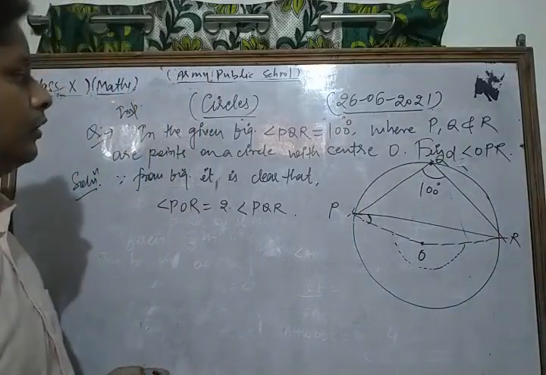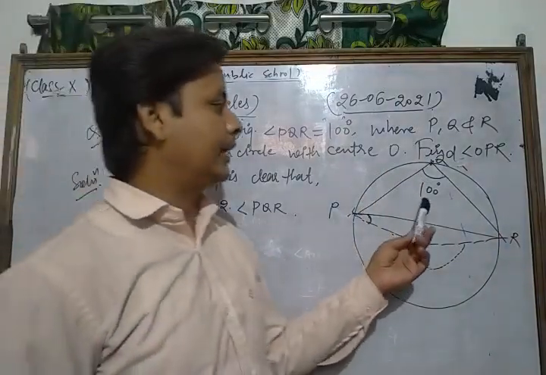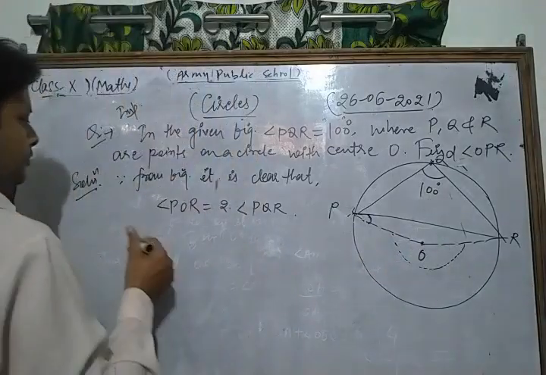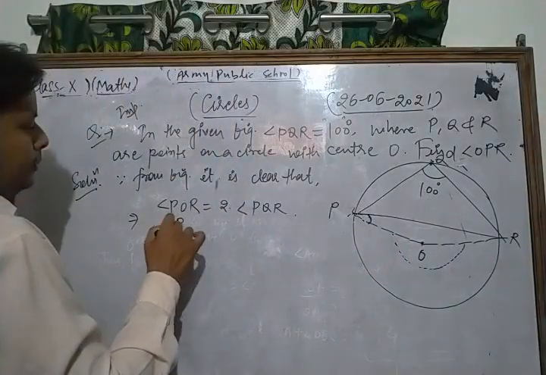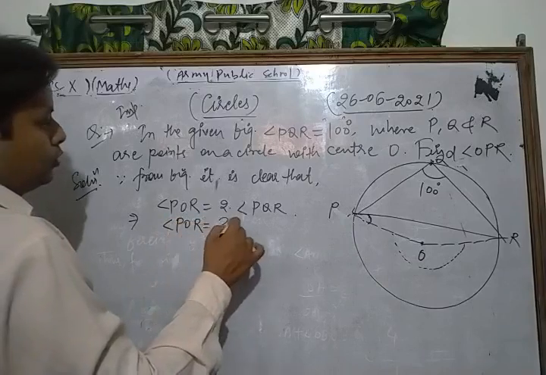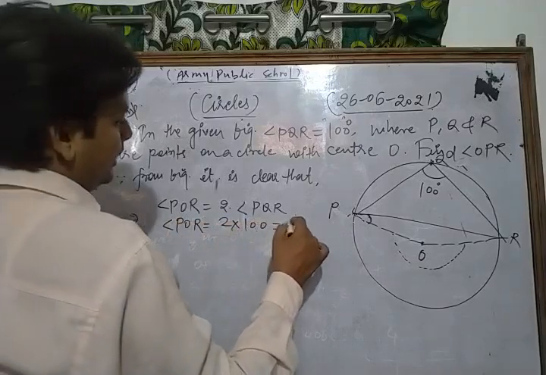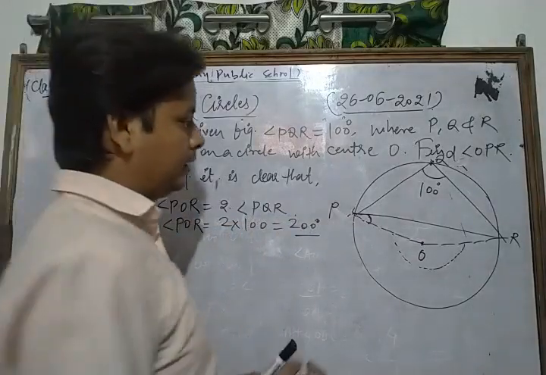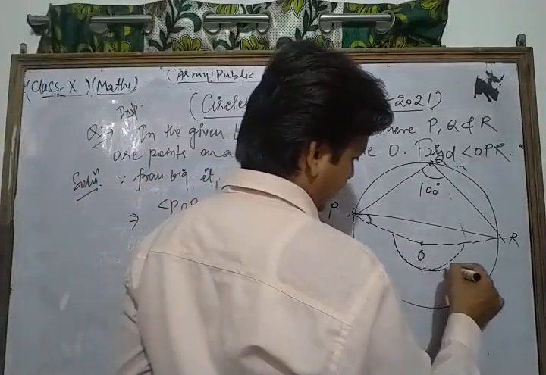Now from the figure it is clear that angle PQR is 100 degrees. So here angle POR is equal to 2 into 100, that is 200. So what is angle POR?